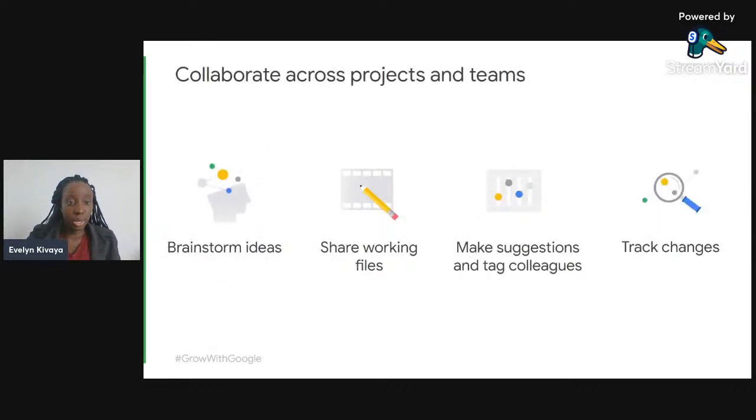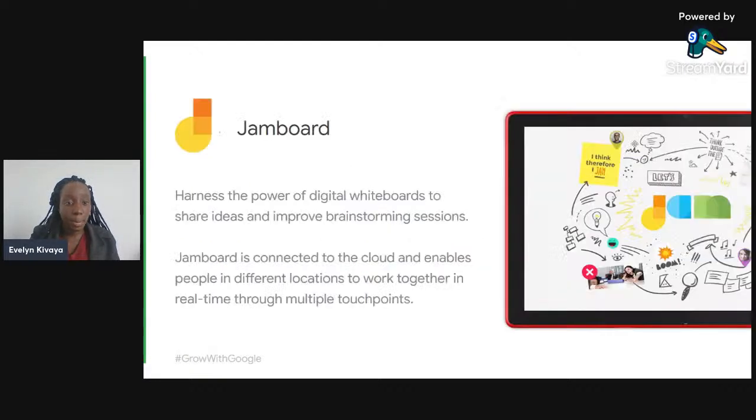And so you can actually collaborate across projects and teams, or rather your team members. And some of the things that you can use to collaborate is, for example, you can brainstorm ideas. This is definitely through Google Meets. You can also share working files. This is from Google Drive. You can make suggestions and tag colleagues, for example, using Google Calendars, and also you can be able to track changes. So let's look at each of these individually.